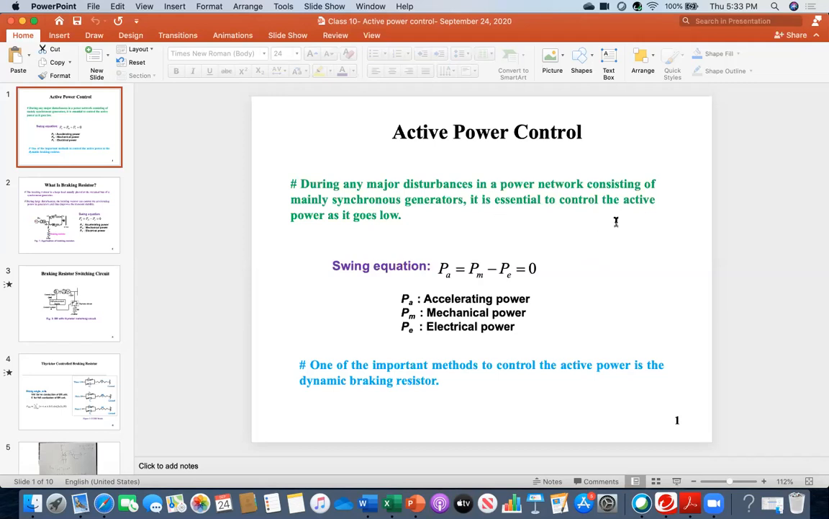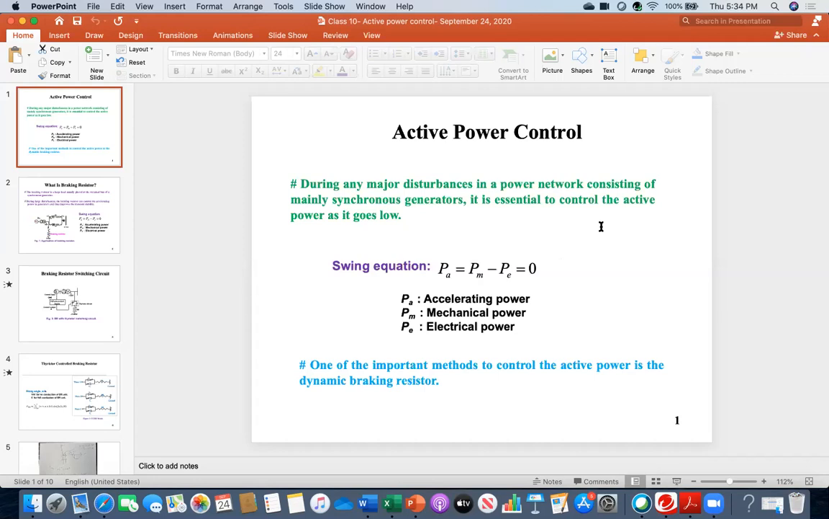And before we talked, if there is induction machine, then reactive power control is dominating. And if there is a mixture of synchronous machine and induction machine, then both controls are important, both active and reactive control. So today we will be looking at the active power control, assuming that the power network has mainly synchronous generators. So at this point, we are assuming that there is no induction machine.